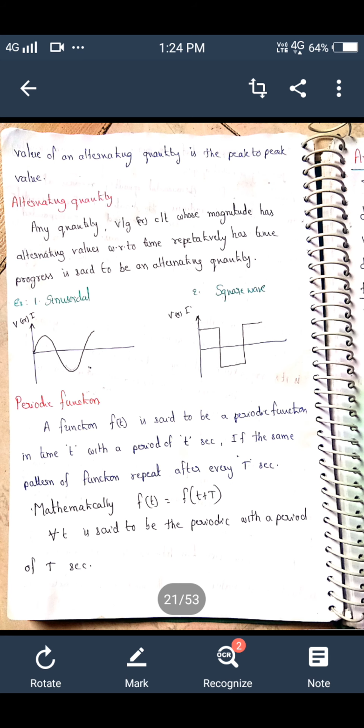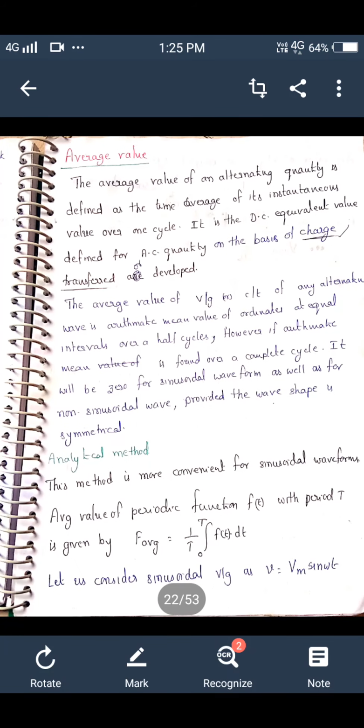Now the periodic function definition: it repeats at a certain time. Now, average value. Suppose you take an AC signal. What I said: the positive half cycle is a mirror image of the negative half cycle. From now onwards we are going to analyze per cycle only. Why? Because if you analyze one cycle, the next cycles are also the same. In the generating station, the conductor rotates in a magnetic field, so the conductor rotations are the same. Whether you analyze one cycle or n cycles, it is the same. That's why from now onwards we analyze one cycle only.